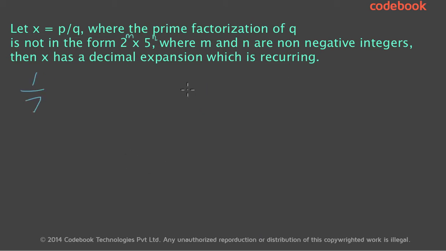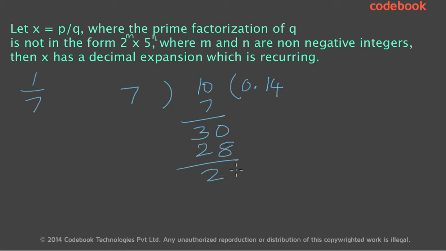Let's divide 1 by 7 using simple division. So 1 is less than 7, so we will add a 0 and put a point, and then 7 divides 10 one time, with a remainder 3. So now 7 divides 30 four times, which is 28. Then you have a remainder 2. And now 7 divides 22 two times, which is 14. You have a remainder 6. And 7 divides 60 eight times, 7 8s are 56. You have a remainder 4.